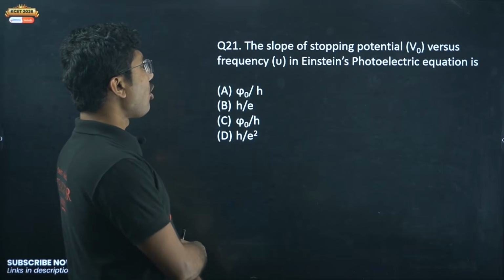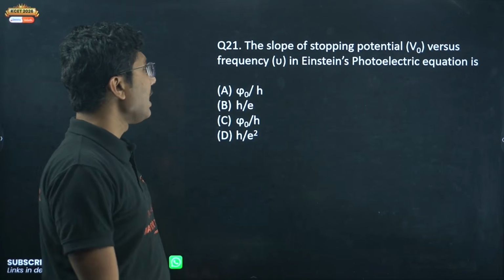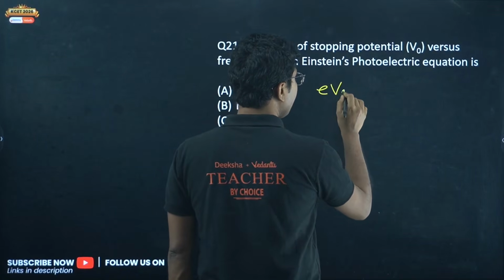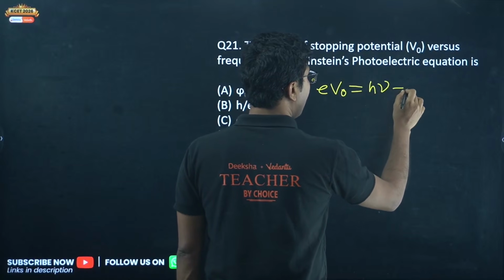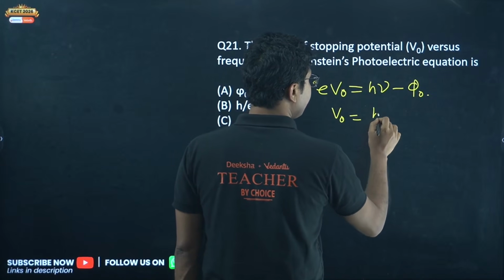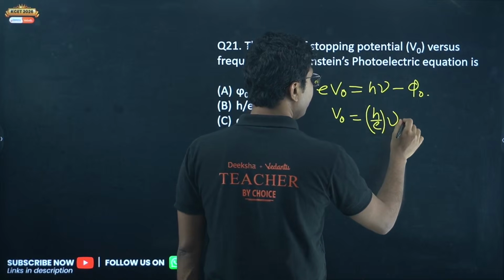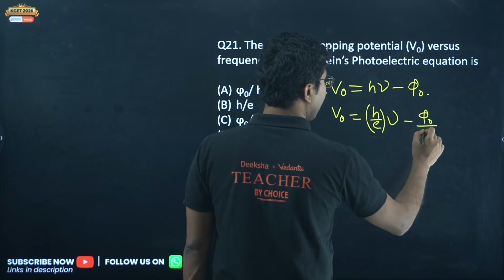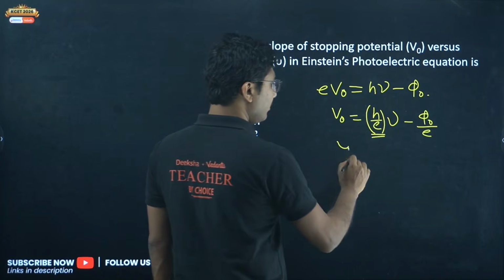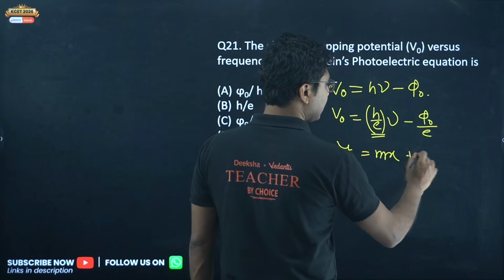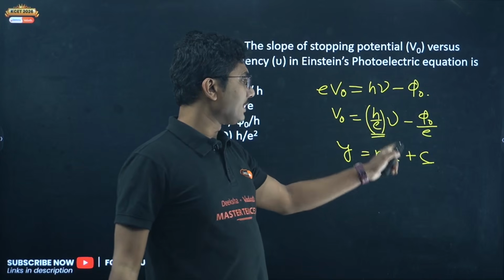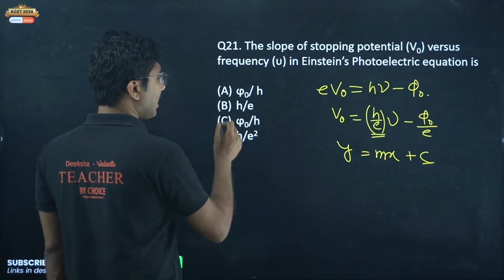Next, the slope of stopping potential versus frequency in Einstein's photoelectric equation. Einstein's photoelectric equation says that eV naught equals h nu minus phi naught. So V naught equals h by e nu minus phi naught by e. If you see, the slope is h by e. This is y equals mx plus c, where this is the intercept and this is the slope, with y versus x as the graph. So h by e is the correct answer.